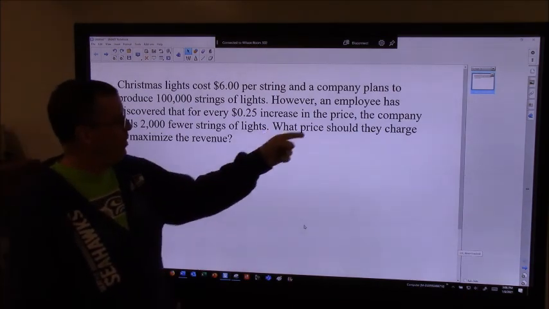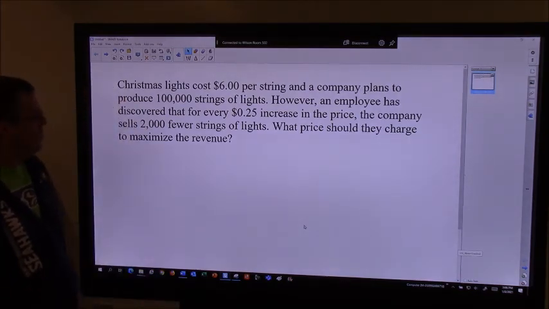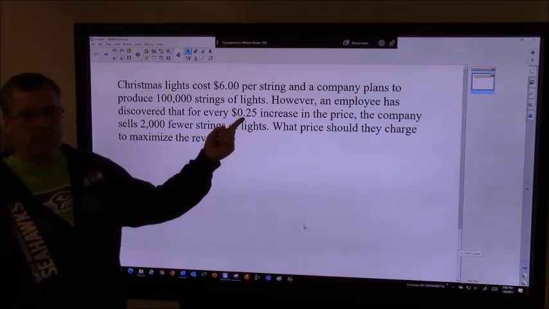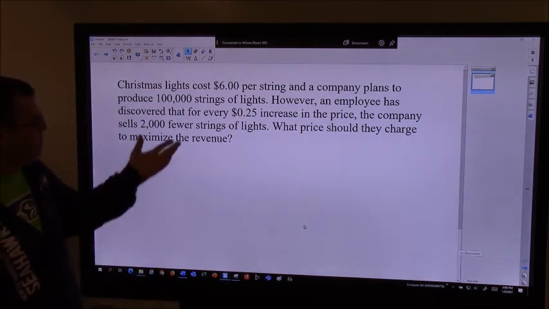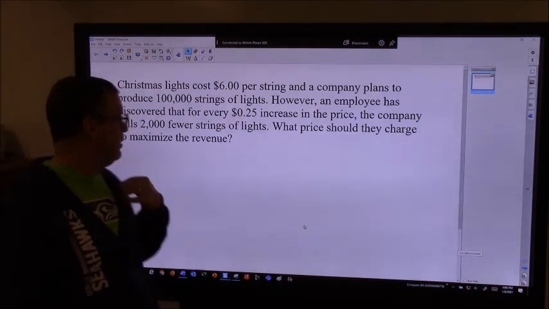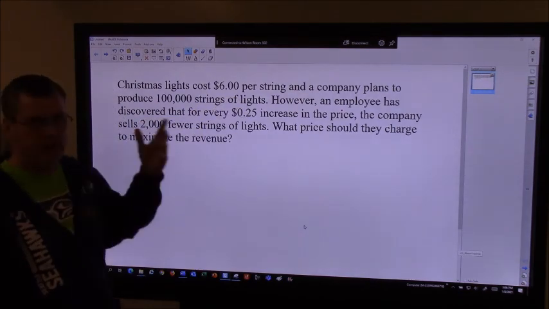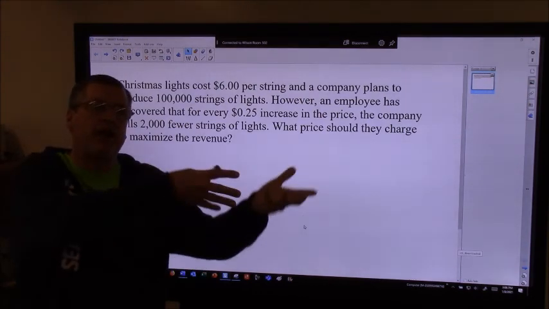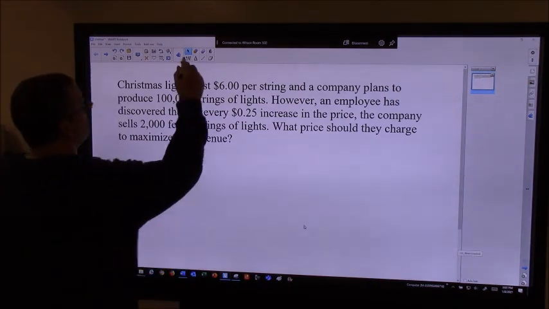And so when they say what price should they charge to maximize the revenue, the question we're really asking is how many times should I increase the price by 25 cents? Okay? How many times should I do that? And so one of the things that happens with a problem like this where you're talking about raising the price and selling fewer, but how does that affect your revenue? That's the thing we want to answer, how many times should I raise the price by 25 cents? So let's work through this.